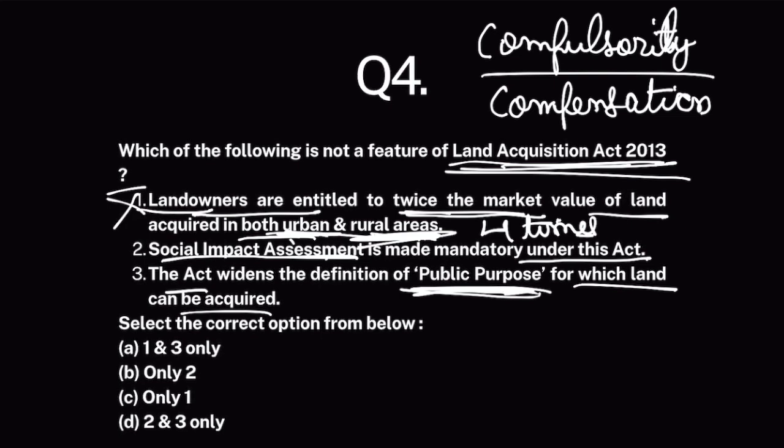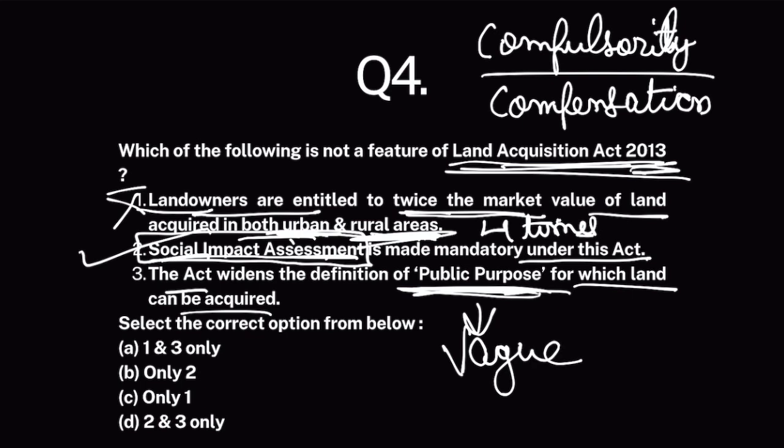So this is false. Before acquiring the land, you have to conduct a social impact assessment that is mandatory under this act. Absolutely correct. Now, previously, before 2013, the government used to forcefully acquire land by saying that it is for a public purpose, and the definition of that public purpose was very vague. Anything and everything could become public purpose, and the reason for that is that the definition of public purpose was according to the Land Acquisition Act 1894.